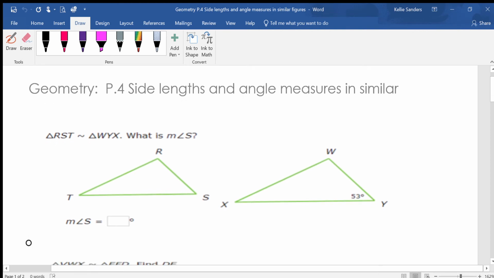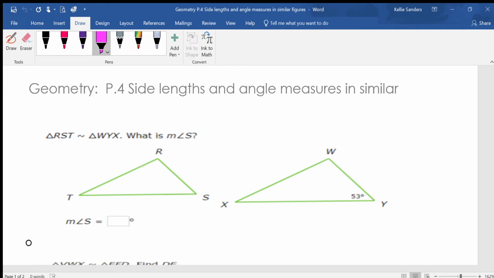Geometry P4, side lengths and angle measures in similar triangles. This says triangle RST is congruent to triangle WYX, if they are similar. I think I just said congruent right there, but if they are similar, then just like if they were congruent, the R and the W are corresponding, the S and the Y are corresponding, and the T and the X are corresponding.